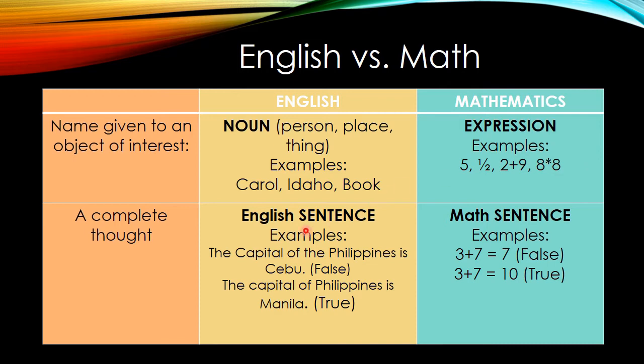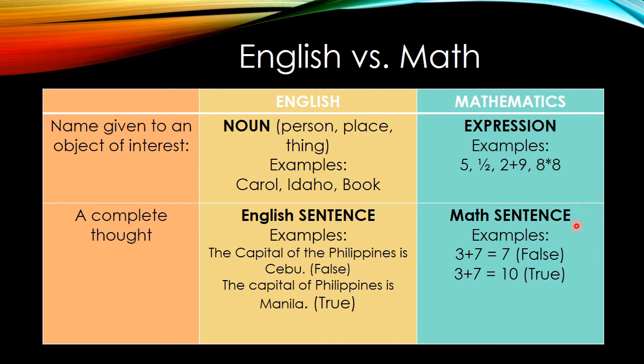Also in English, we have sentences. We have here two sentences. The capital of the Philippines is Cebu, and the capital of the Philippines is Manila. Both of these are sentences. However, the second statement is the only true statement. Why? Because the capital of the Philippines is Manila. So you can see a sentence that is well formed but whose idea is false. How can we determine the truth value of a statement? If it is a sentence, because a sentence gives a complete thought, so we can judge whether it is true or false.